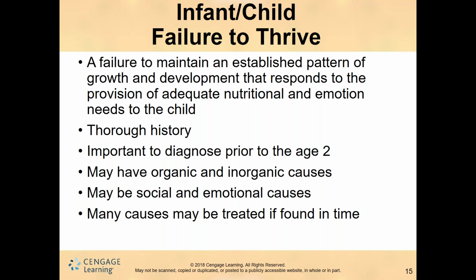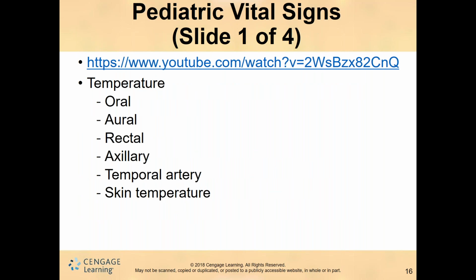There could be different causes. It could be organic or inorganic. It could be social or emotional. And most of these causes can be treated if found in time. And sometimes it's related to the nutrition that they're getting. Either the breast milk isn't adequate or the formula they're on, they're allergic to it, so there's different reasons why children don't thrive in the early years.